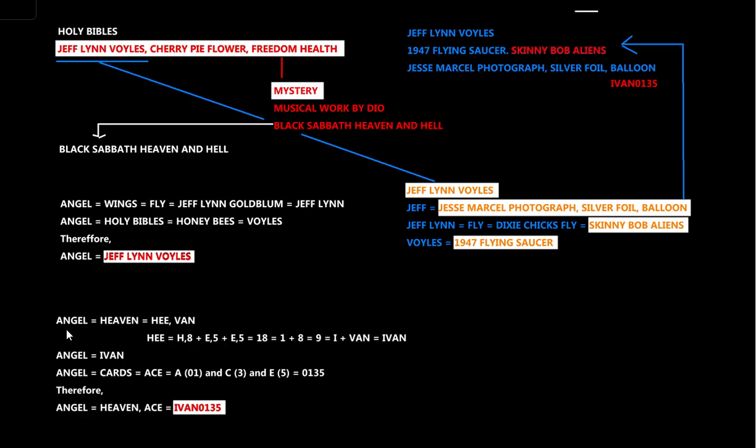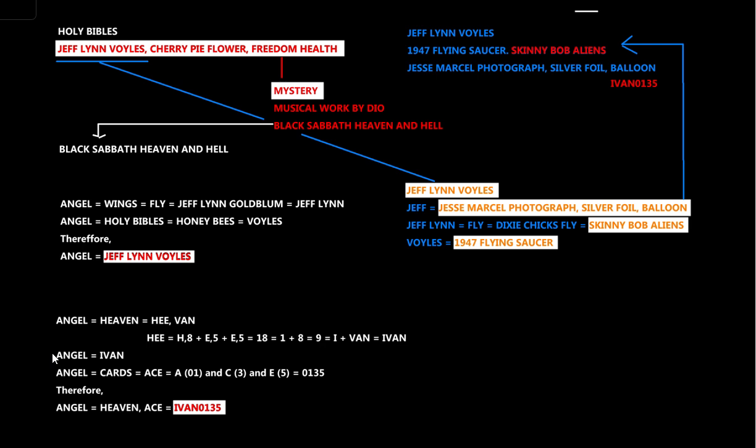All right. The angels on the cover of Heaven and Hell are from heaven. The reason we know this is in artwork, angels from heaven are depicted as having bird wings, whereas angels from hell are depicted as having bat wings. All right, so since these angels on the cover of Heaven and Hell have bird wings, they are from heaven, which is Heevan. Hee adds up to 18, separate and add. 18 is 1 plus 8 equals 9, which is I. Put the I with the van to get Ivan. Therefore, heaven translates to Ivan.